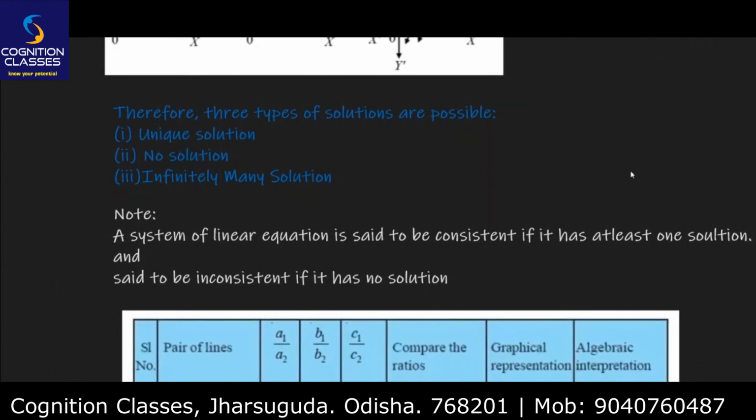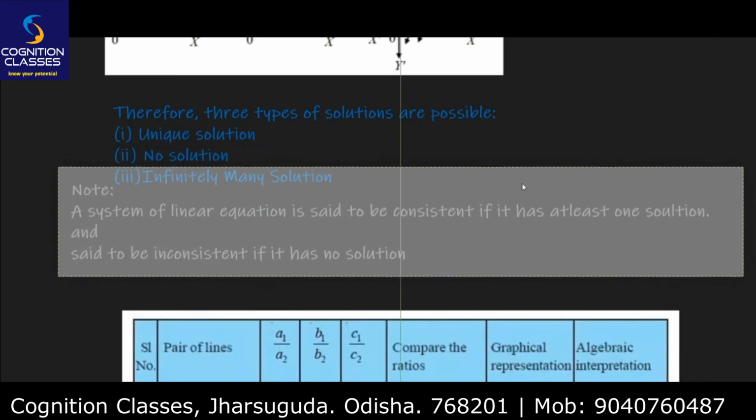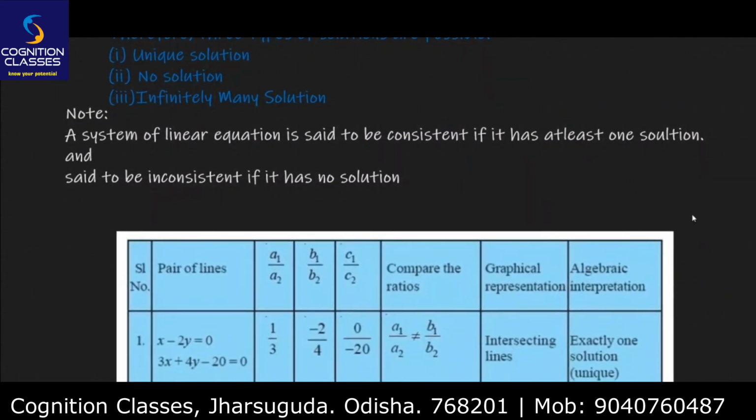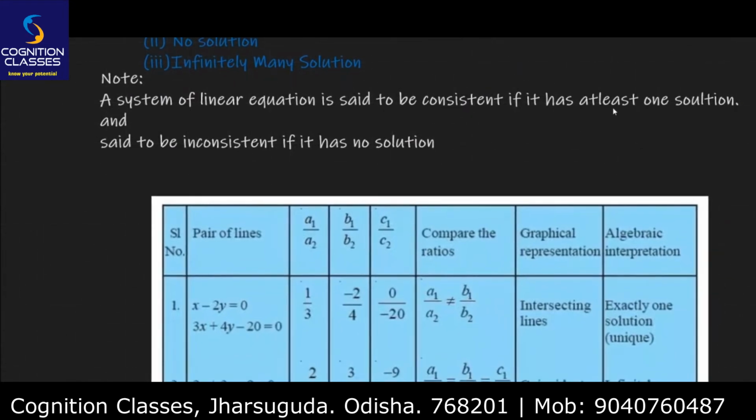Now, if a given pair of linear equations has either a unique solution or infinitely many solutions, we can say that the given pair of linear equations is consistent. So a given pair of linear equations is said to be consistent if it has at least one solution. I'm concentrating again on this term, at least one solution.